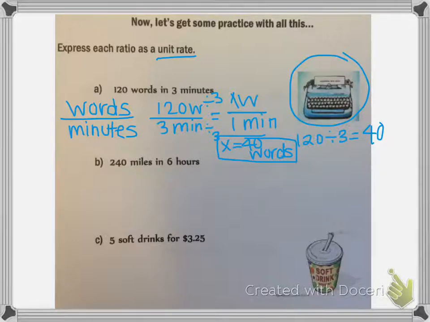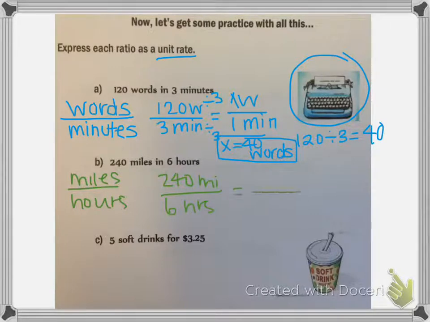Let's try another one. So we have to express the ratio as a unit rate, and we're given 240 miles in 6 hours. Now again, we need to write our ratio with the labels. So we have miles in hours. So now I can plug in my numbers from my problem. 240 miles in 6 hours. Because we're writing it as a unit rate, we need to set up a proportion. So I'm going to put equal, and we're going to write another ratio. I don't know how many miles we're going to go, so I'll put X miles. I do know that it's going to be in 1 hour because my unit rate is 1 hour.